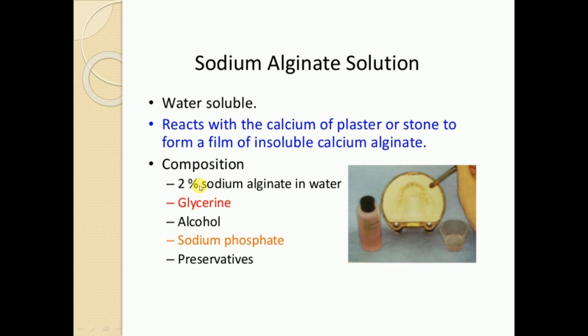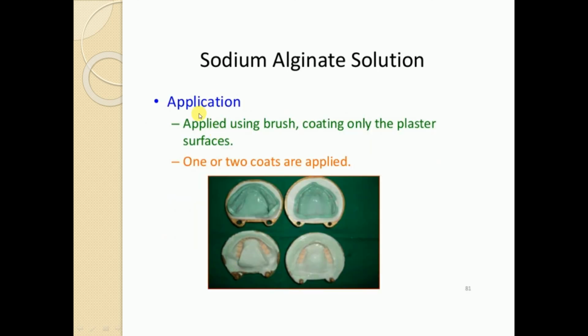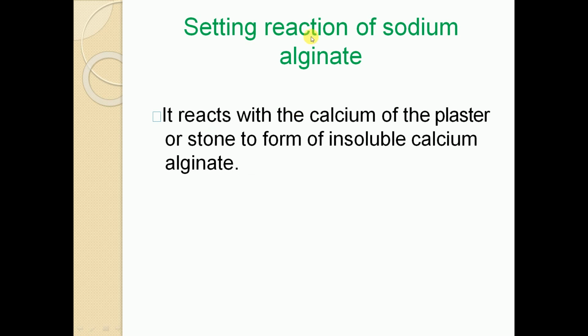So composition is very important. It contains 2% sodium alginate in water, and consists of glycerin, alcohol, sodium phosphate and preservative. Application: applied using a brush, coating only on plaster surfaces. 1 or 2 coats are applied. Setting reaction of sodium alginate: it reacts with the calcium of the plaster or the stone to form insoluble calcium alginate.